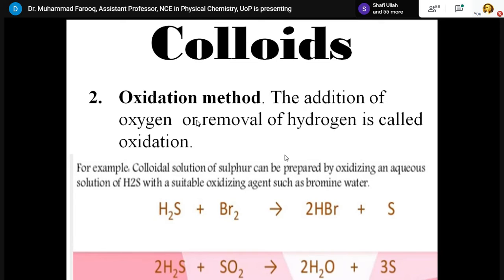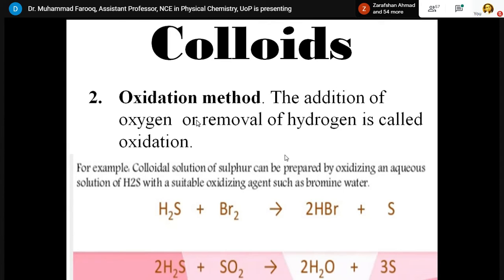You can see sulfur is in H2S. Sulfur is minus 2. While hydrogen is, just tell me, in H2S, does the hydrogen have negative or positive valency? Sir, positive in H2S. Is it positive or negative in H2S? The S is negative and H2 is positive.